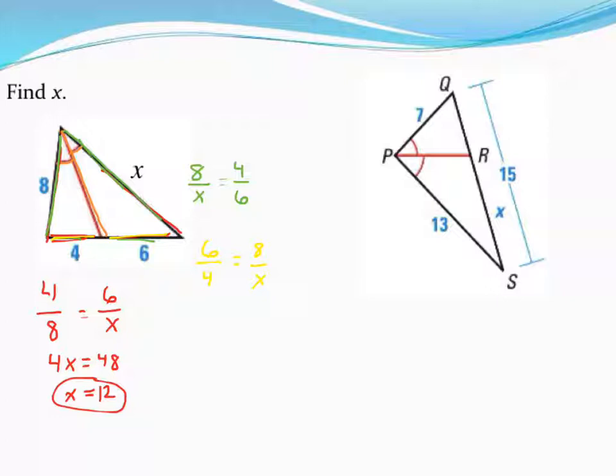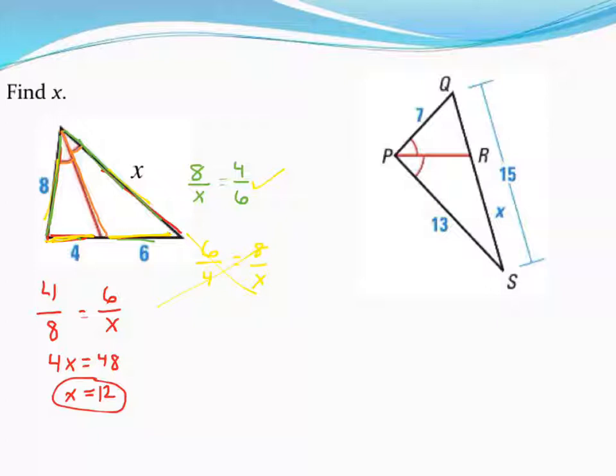The reason that this did not work is I was not consistent. 6 and 4 went from the right side to the left side. 8 to x went in the other direction. So that proportion would not work. It's an example of not being consistent. Although that one would be just fine. Okay? And then one more example.